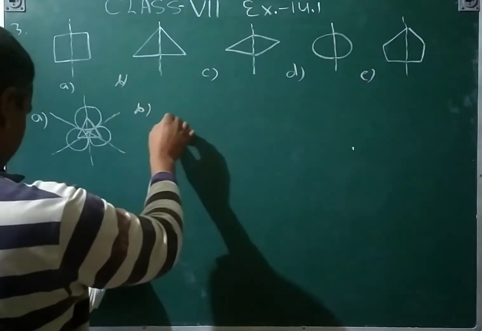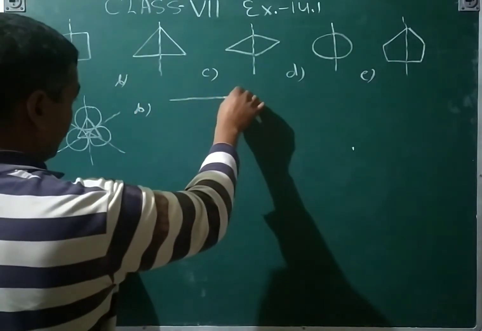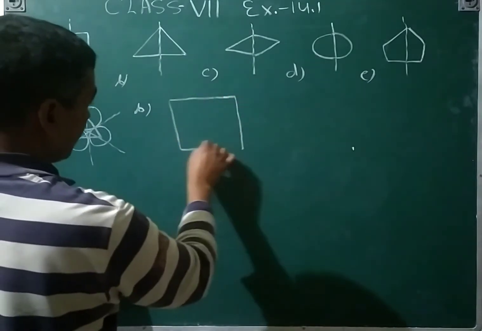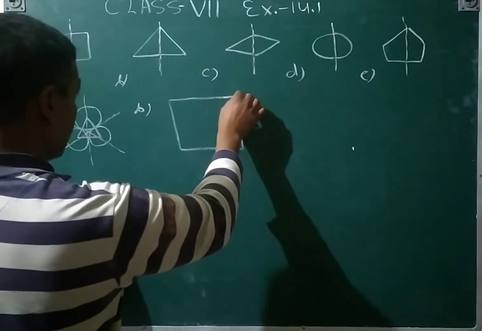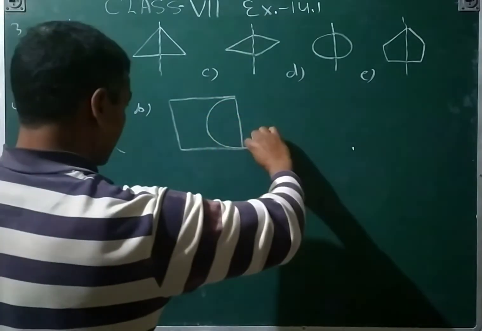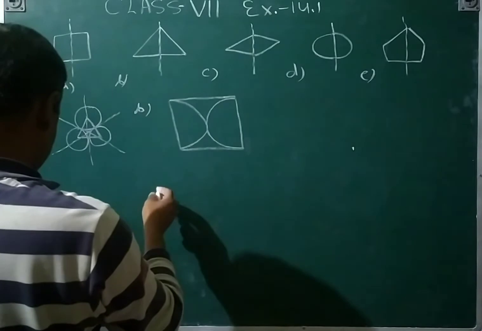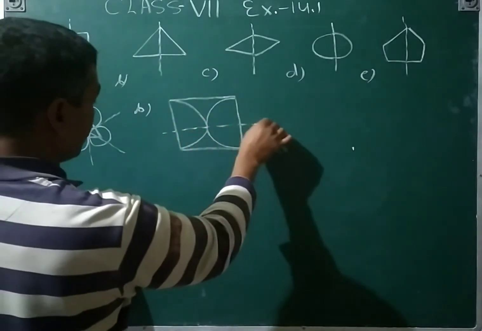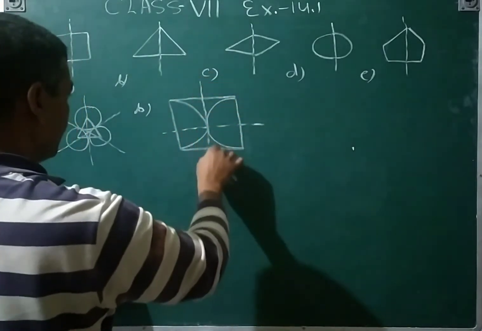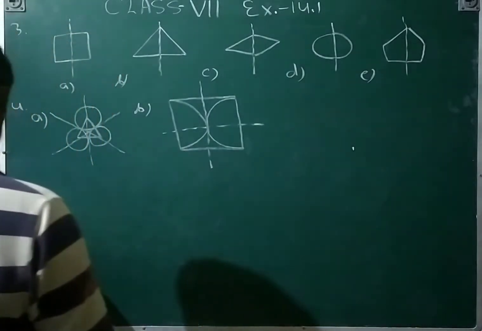B part: a square is given here and then a semicircle, and a semicircle like this also there, so that will be the symmetrical line. This one is one symmetry line and this one also will be a symmetry line.